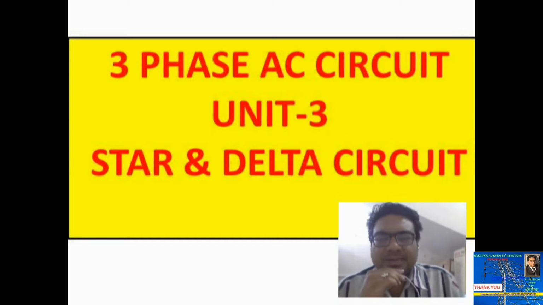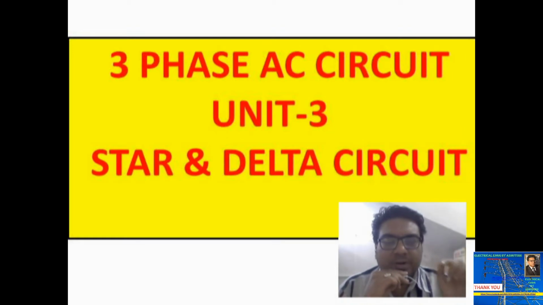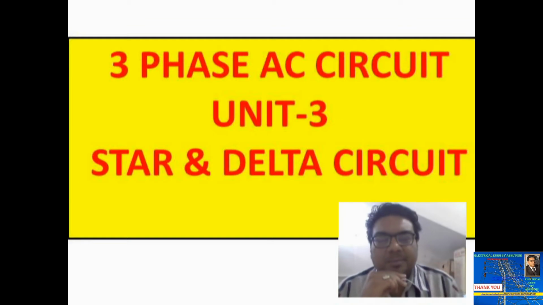Number 3, the star delta circuit or polyphase circuit. In this topic we start from EMF generation, how EMF is generated in a 3-phase alternator, what is a polyphase system, what is a 3-phase system, what is a star connection, and what is a delta connection. We will learn about all these topics. So let's start.